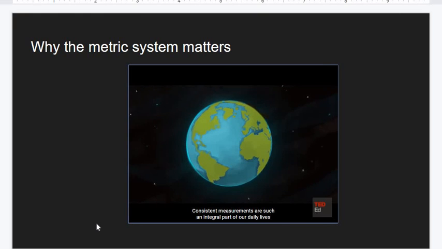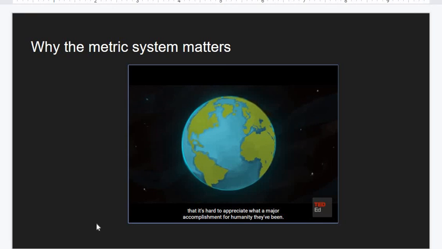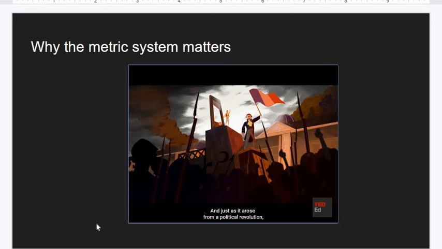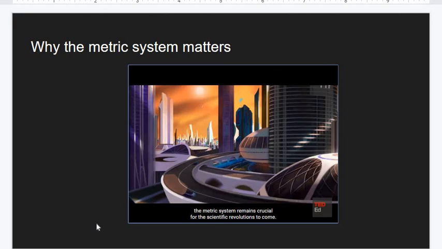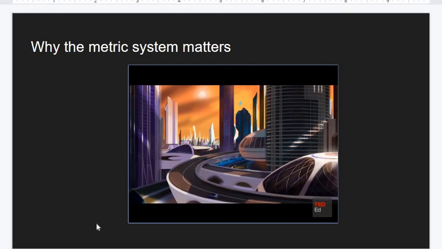Consistent measurements are such an integral part of our daily lives that it's hard to appreciate what a major accomplishment for humanity they've been. And just as it arose from a political revolution, the metric system remains crucial for the scientific revolutions to come.